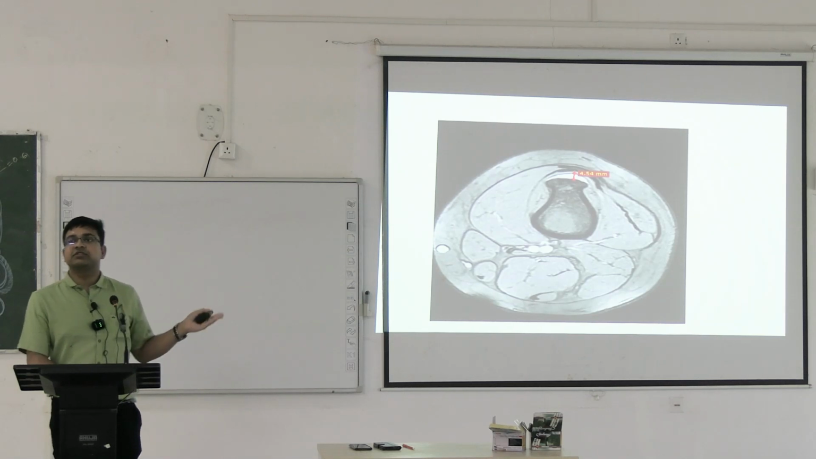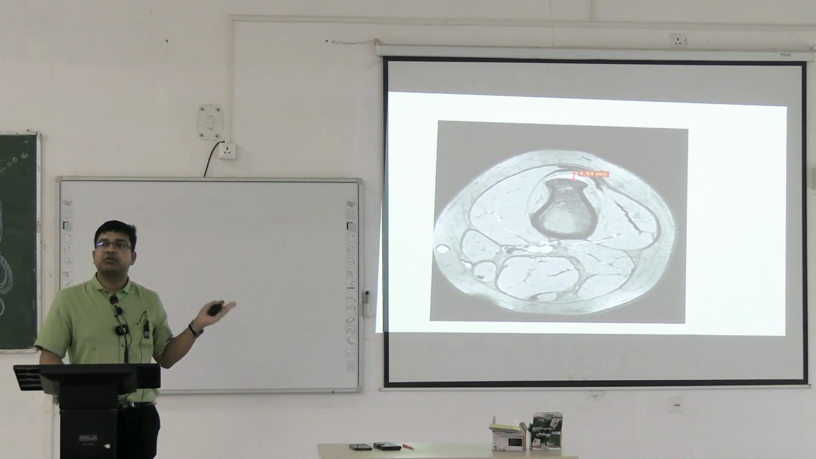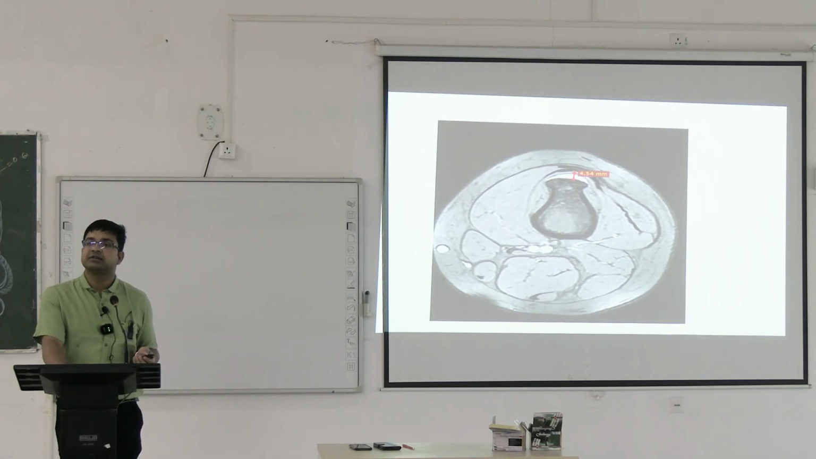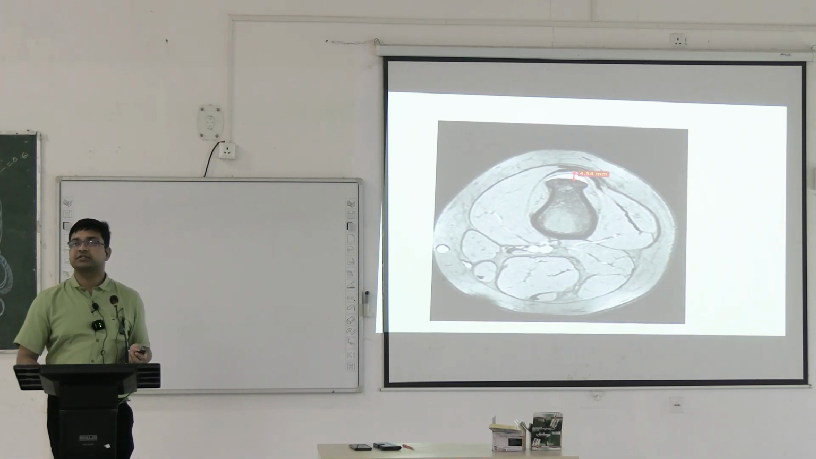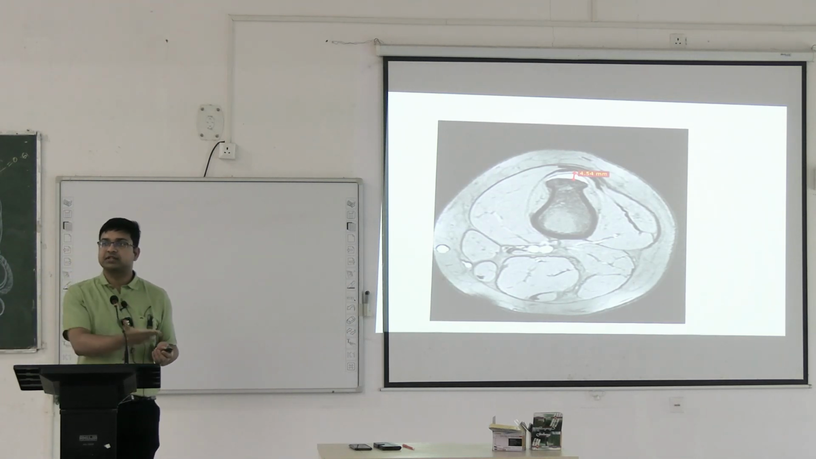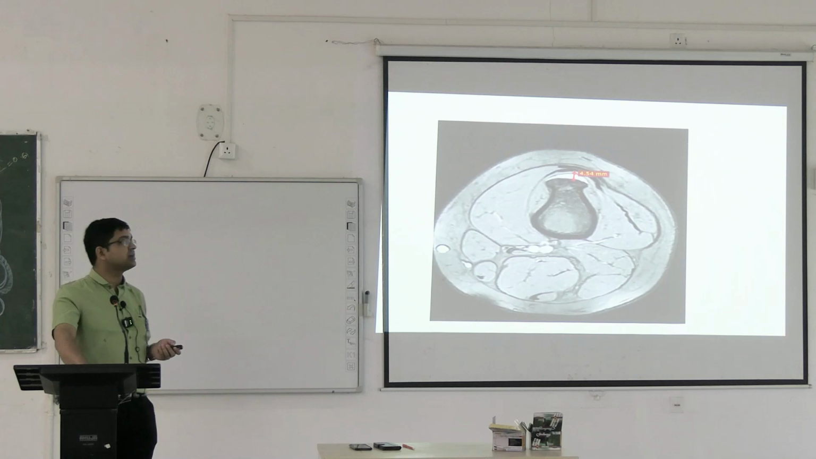And what cut is this? Is it a sagittal section, coronal section, or axial section? You have to say it is an axial section. Sagittal section is this one. Coronal section is this. And axial section, this is the axial cut. T2 weighted image, axial cut.